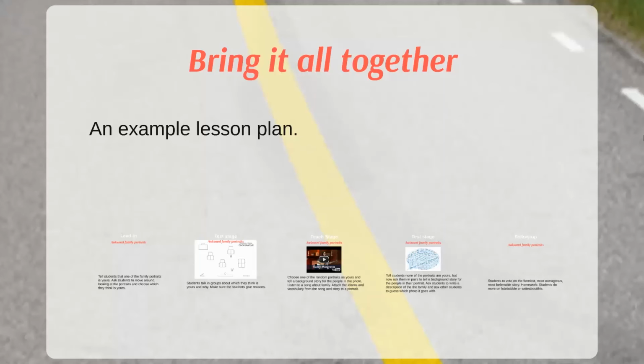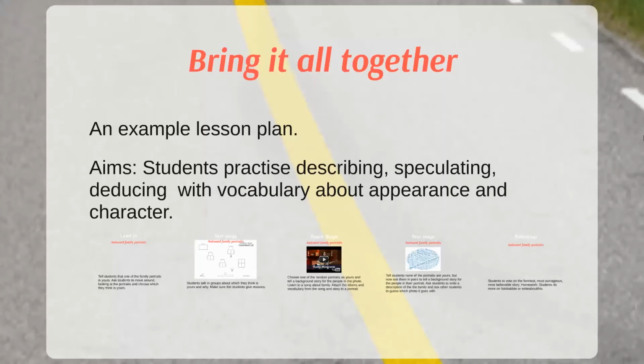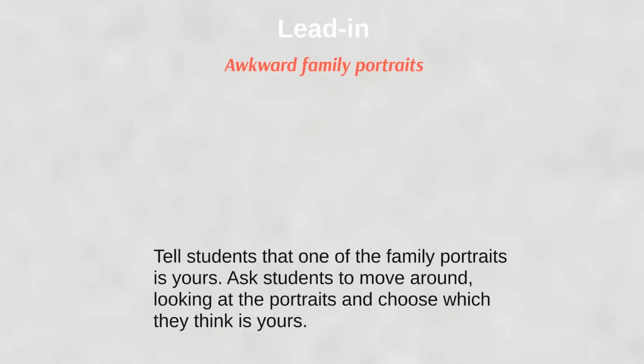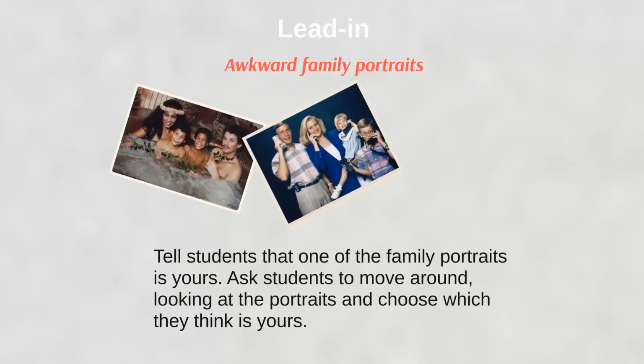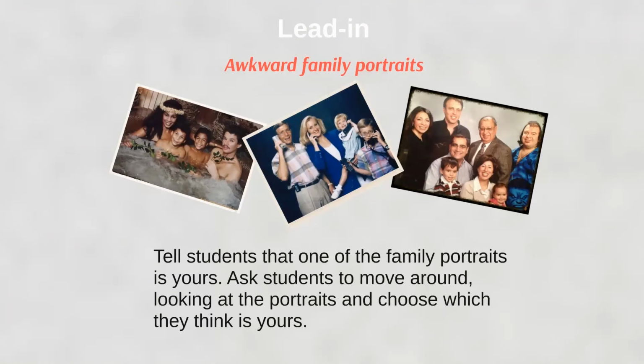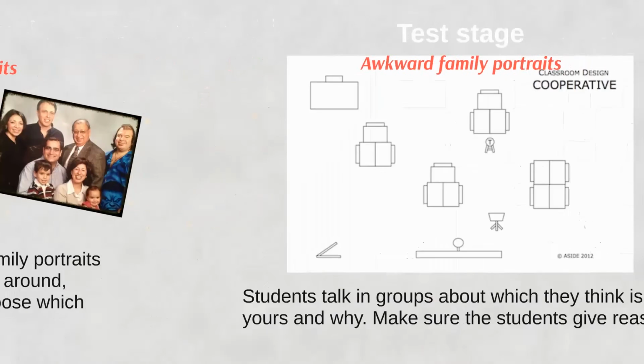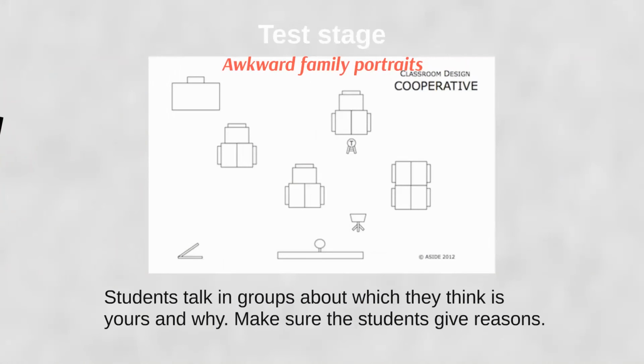Let's bring it all together with an example lesson plan. The aim of this lesson is to practice describing, speculating and deducing with vocabulary about appearance and character. For the lead-in, you've got some awkward family portraits. The students have to move around the room, look at the family portraits, and choose the one that they think is yours. Then they should get into groups and talk about which they think is yours as the teacher, and make sure the students give reasons.